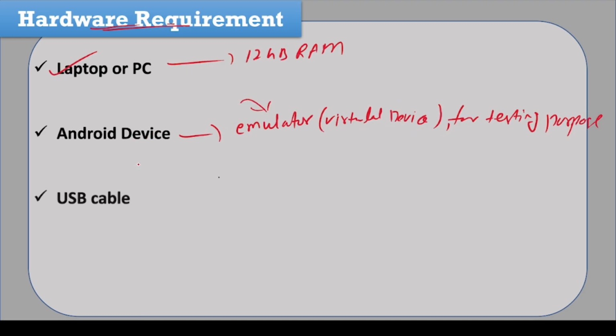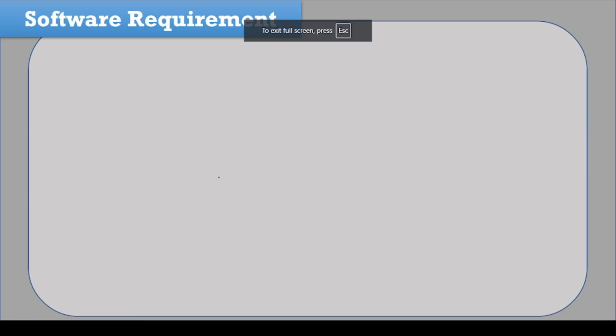The last hardware requirement is a USB cable. With the help of this USB cable, we can connect our Android device with the laptop. So these are the three basic hardware requirements. And now let me quickly show you the software requirements.